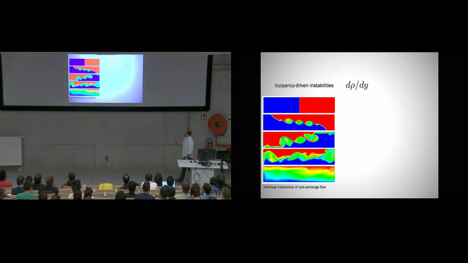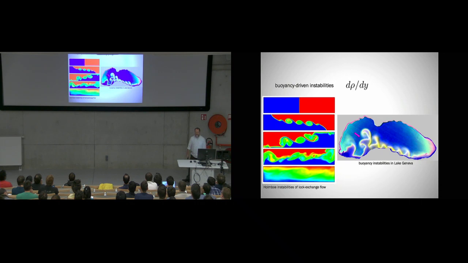This is a buoyancy-driven instability. This is lock exchange flow. You have two different fluids. The heavy one goes underneath the light one and then creates these Holmboe instabilities for a lock exchange flow. And you can also scale that one up from a lab experiment. This is a picture of Lake Geneva, and there's a buoyancy instability there that is responsible for nutrient transport in Lake Geneva.